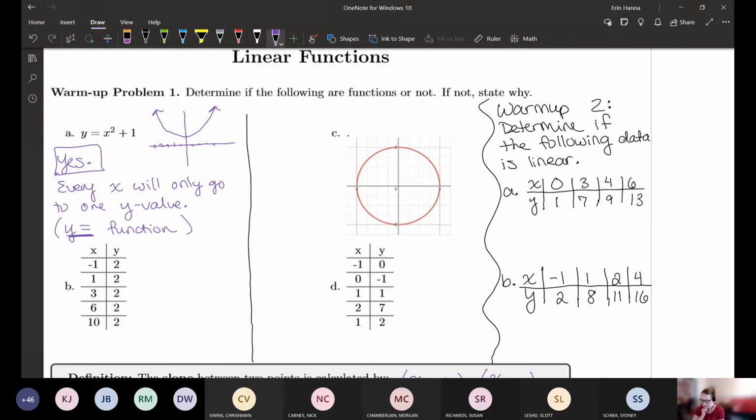For part B, is this a function? Every input can only have one output, so this one is also a function. It's perfectly fine that these are all 2's. The outputs can get reused. It's the inputs that can't go to multiple things. If we were to graph this, it would just be a straight line at y equals 2, which is perfectly fine because every one of these inputs only goes to one y value. They all go to the same y value, but that's fine.